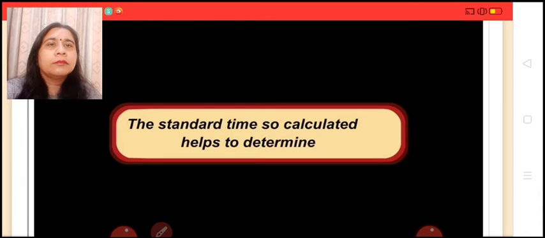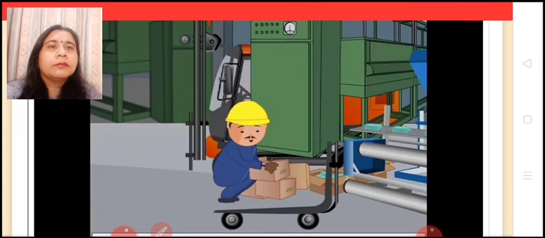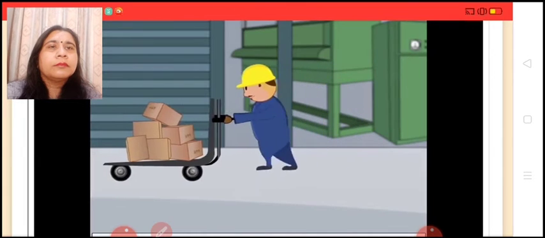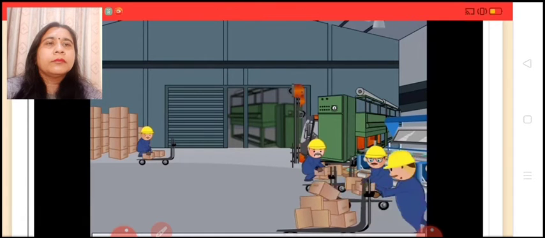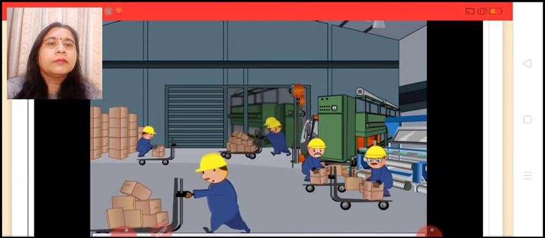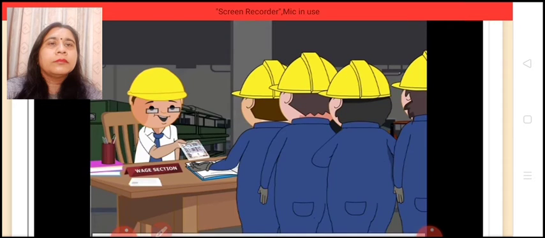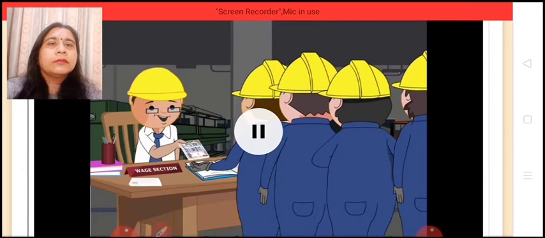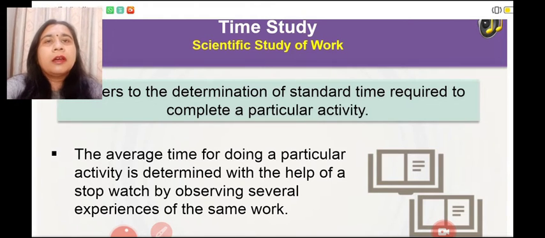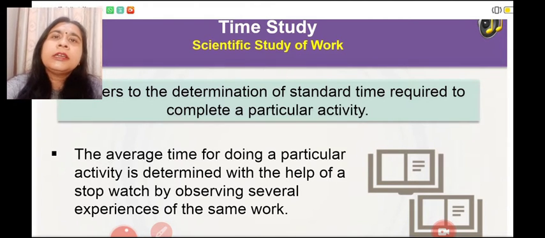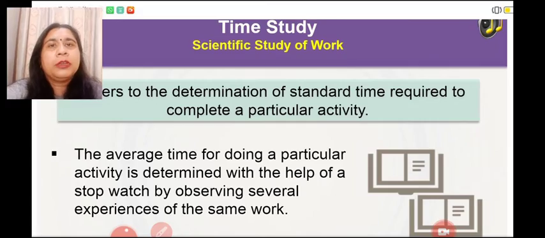The standard time calculated helps to determine the total work which can be performed by a worker in a day, the number of workers to be employed, and suitable incentive or differential wage schemes. So this was the time study, how the standard time is fixed to perform any particular task.